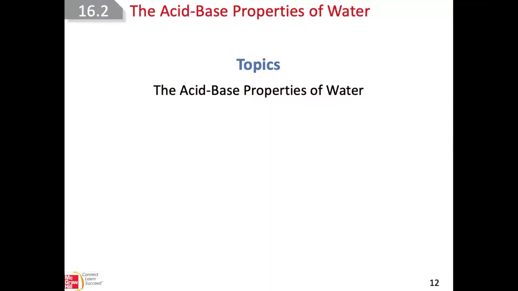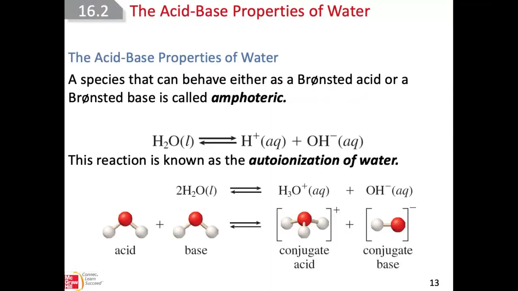Now we will look at the acid-base properties of water. So water is called the amphoteric substance because water can actually behave either as a Bronsted acid or a Bronsted base. It can donate and it can accept a proton. So that substance we call amphoteric. So this is H2O liquid. This is a double-headed arrow. It will make H plus and OH minus. So this reaction is known as the autoionization of water.